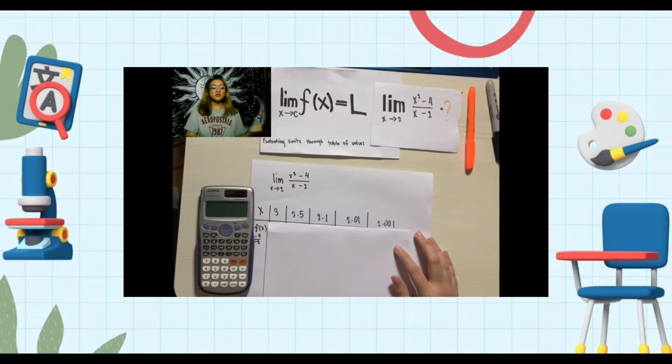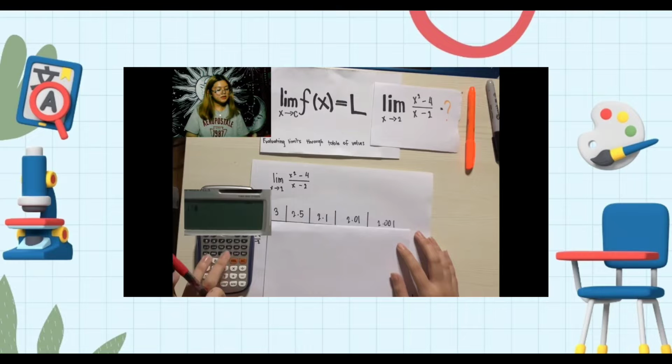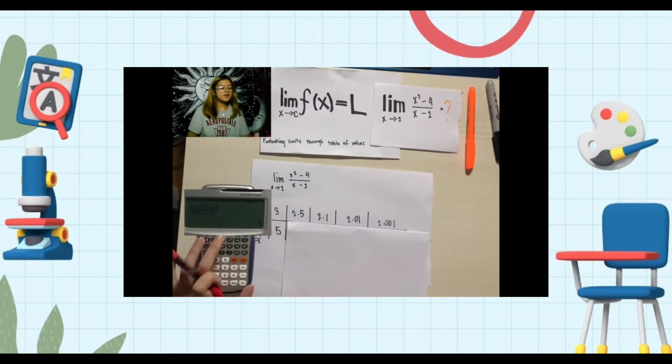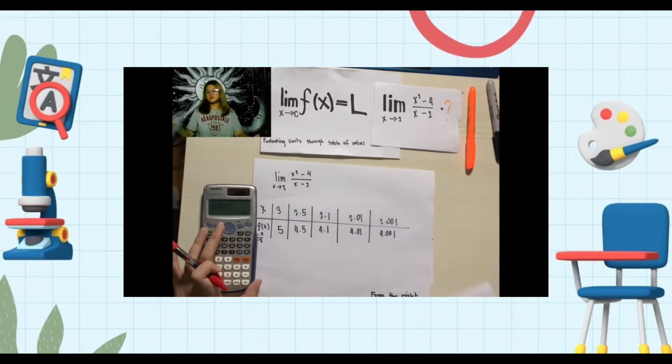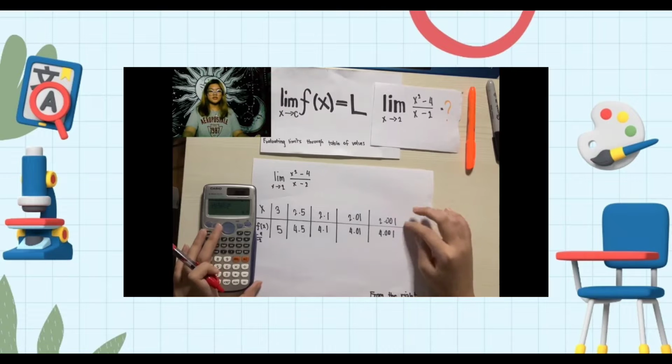Again, to get the function values, we will only substitute x into the equation. So 3 squared minus 4 over 3 minus 2. There, we got 5. Next is 2.5. There. After solving all of this, we will get these answers.